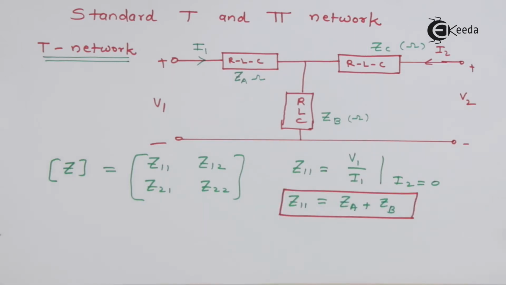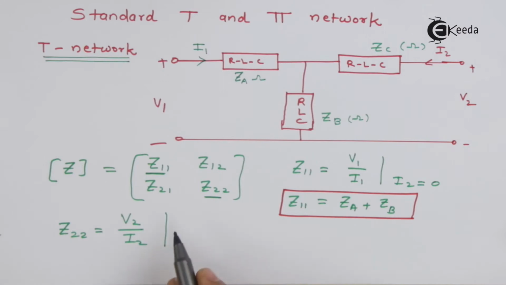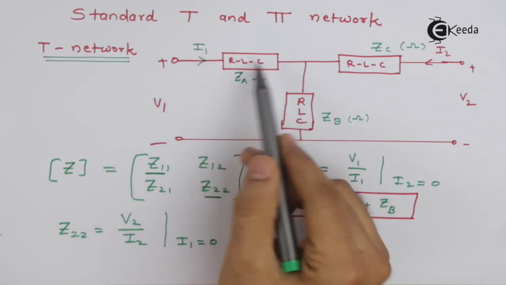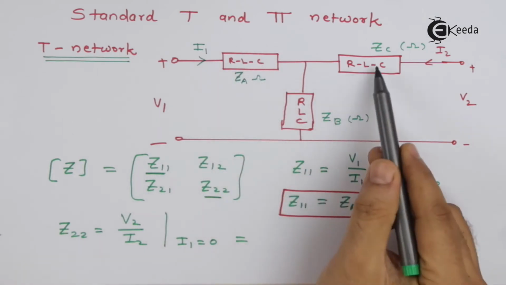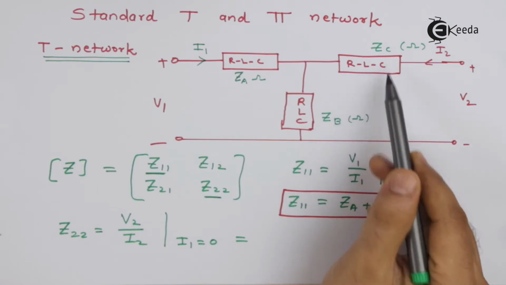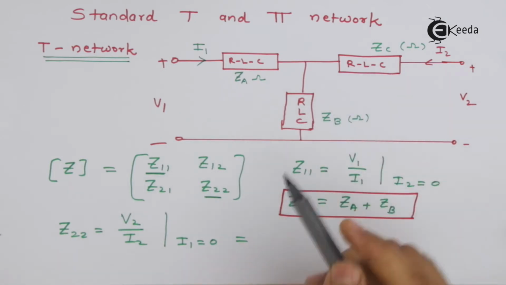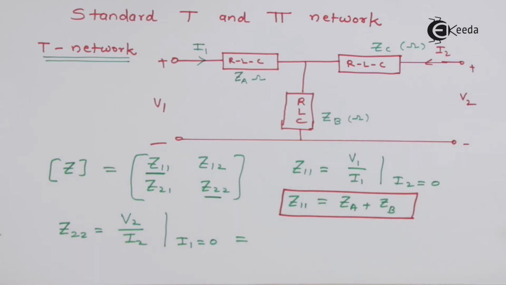Similarly, you will now see Z22. We are done with Z11. Now we'll see what is Z22. Z22 will be V2 upon I2 when I1 is 0. So again, when I1 is 0, this particular impedance will not be existing, and only two remaining impedances will be ZB and ZC, which will be in series. So Z22, meaning impedance between terminals 2 and 2, will be ZB plus ZC. So we are done with two parameters, Z11 and Z22.